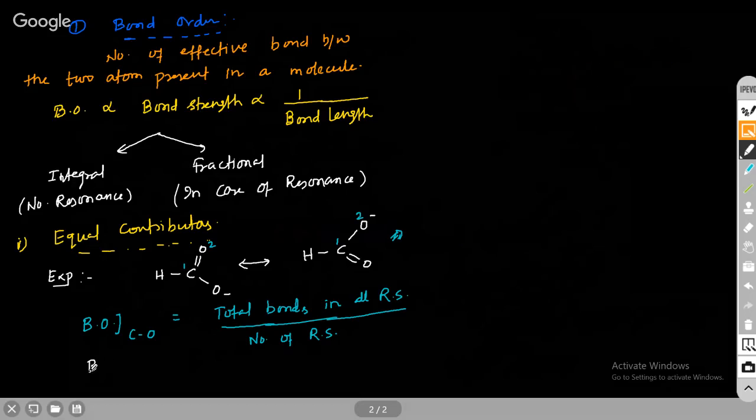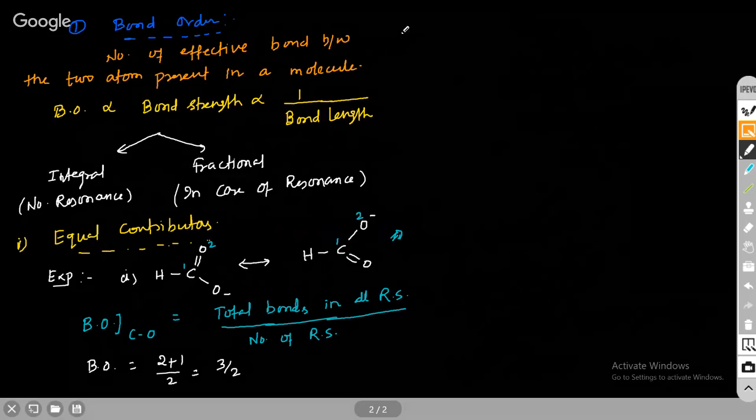Bond order for this given molecule will have two bonds here between carbon and oxygen only. We have to discuss two bonds here and one bond here. So 2 plus 1 divided by 2 is equal to 3 by 2, the bond order. Okay.